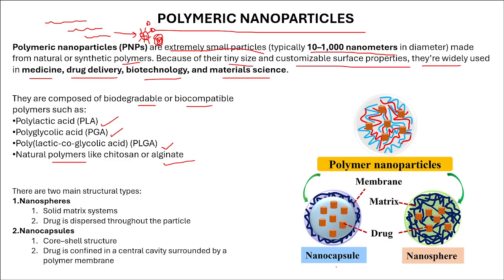There are two types. One is the nanocapsule that I explained. This is the nanosphere. In the nanocapsule, we put the drug inside, and then there is a polymer membrane around it. In the nanosphere, there is a polymer matrix, and the drug is loaded here. It is a solid matrix system, and the drug is dispersed throughout the particle. In the nanocapsule, a core-shell structure, the drug is confined in a central cavity surrounded by a polymer membrane.